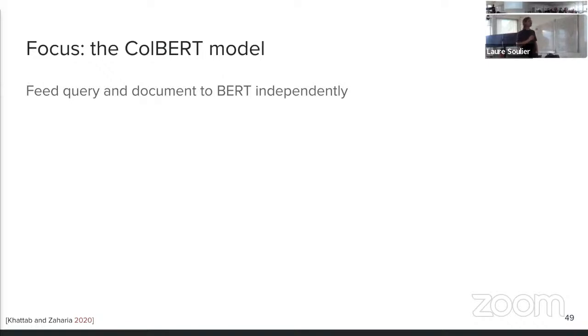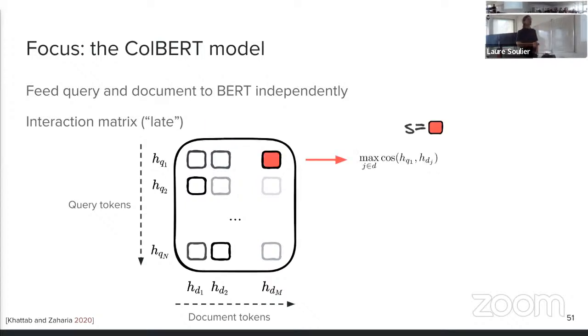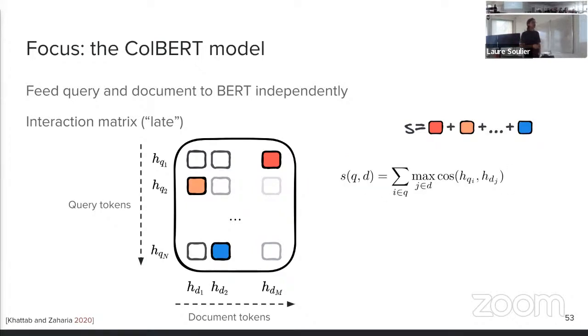But first, let me describe how the model works. You feed your query and your documents to BERT independently, and then you compute an interaction matrix where you gather all the pairwise cosine similarities between contextualized term embeddings. On the rows here we have query tokens, and on the columns we have the document tokens. Then, for each query token, we select the maximum value among the document token embeddings, and we do this for every row. The final relevance score is simply the sum of these scores.